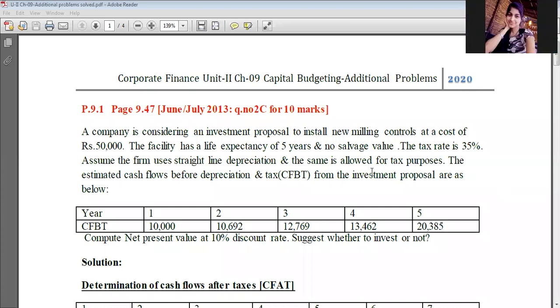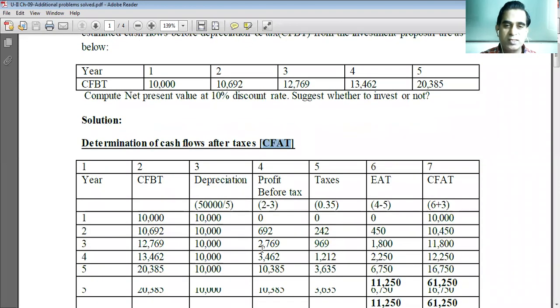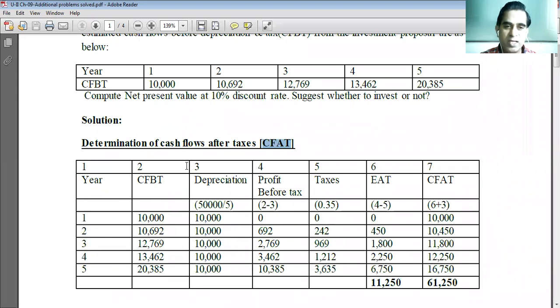Yes, sir. Okay, see, yesterday I spent more than 10 minutes making you understand the meaning of CFBT. So if in the problem CFBT is given, you have to convert it to CFAT. CFBT is cash flows before depreciation and tax. But for the calculation of net present value, we need CFAT, that is cash flows after taxes. So yesterday I was discussing converting these CFBT, cash flows before depreciation and taxes, into CFAT, cash flows after taxes. These are cash inflows.